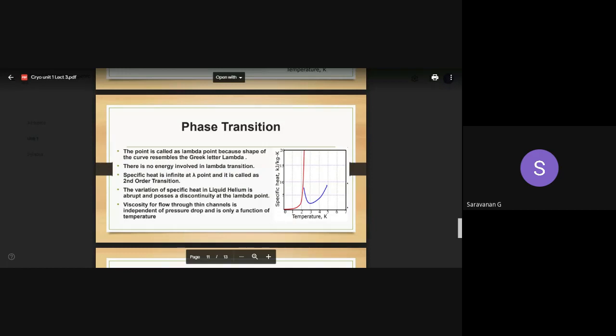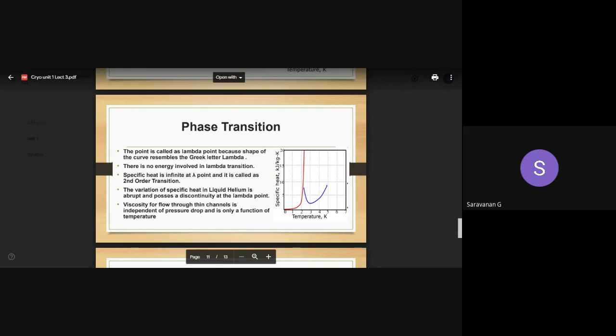This point is known as the lambda point. See the diagram: it looks like the normal lambda symbol. That's why the line is called the lambda line and the point is called the lambda point, because the shape of the curve resembles the Greek letter lambda.